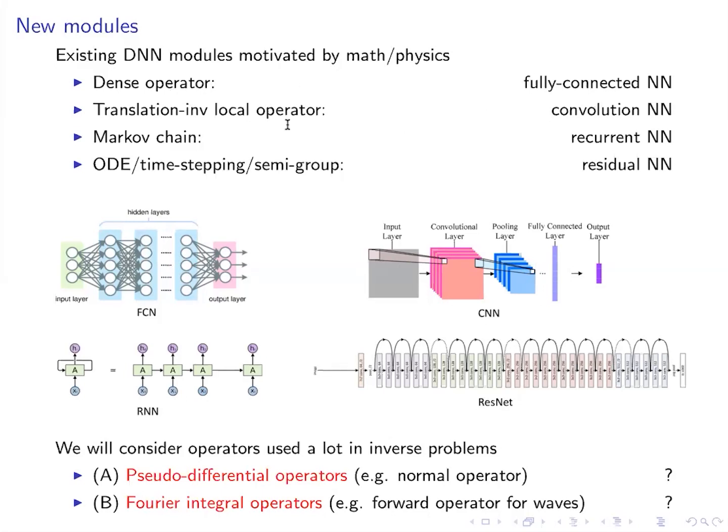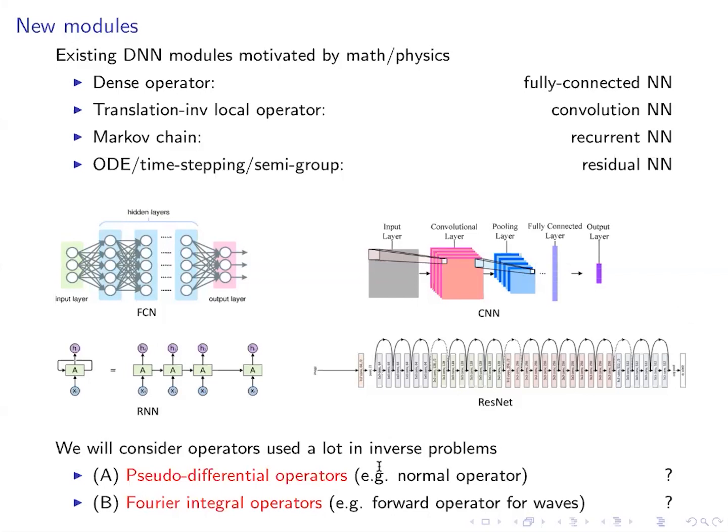A convolutional neural network is essentially implementing convolution, which is a translation-invariant local operator. A recurrent neural network, as shown in this picture, is essentially representing a Markov chain. And finally, the residual neural network is really a discrete version of ODE integration. It's a discretization of a semigroup. So all these neural networks have mathematics behind them.